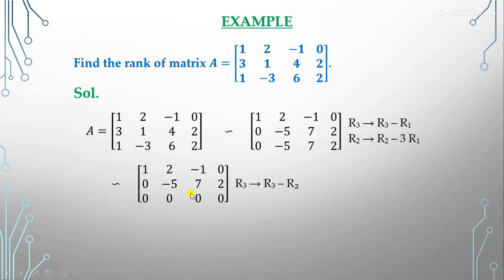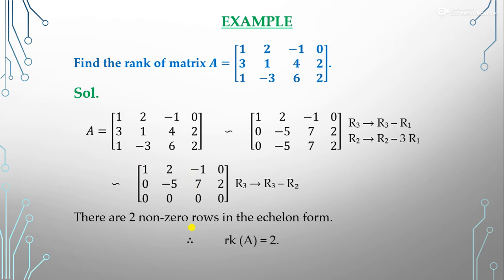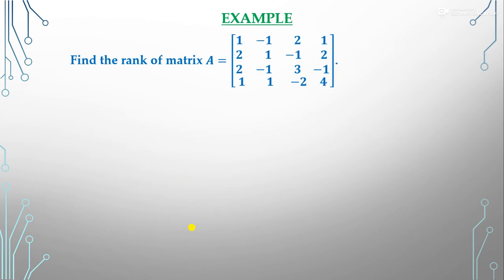So now you see this is in the echelon form, right? Now check how many non-zero rows there are. You can see you have 2 non-zero rows. It means what is the rank of this matrix? The rank of this matrix is 2. Clear how to do it? Okay, let's take another example.